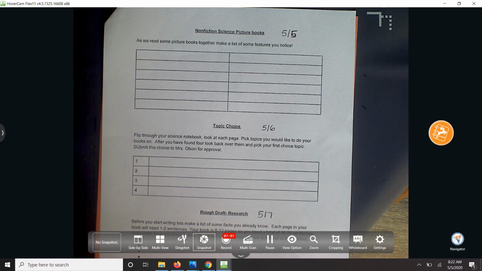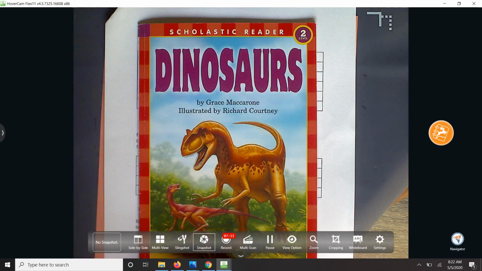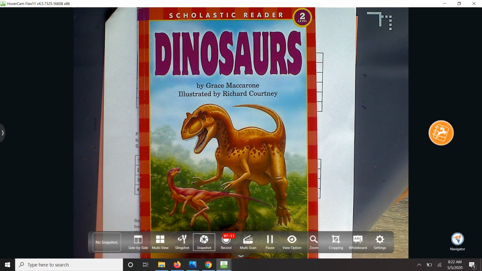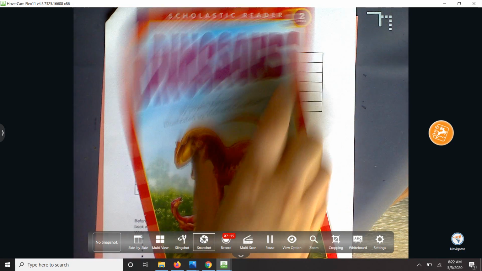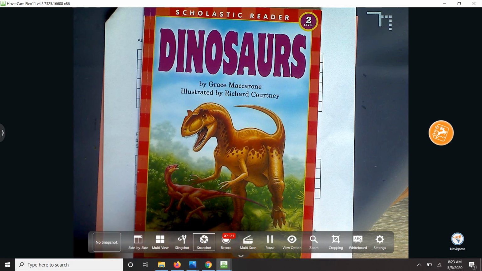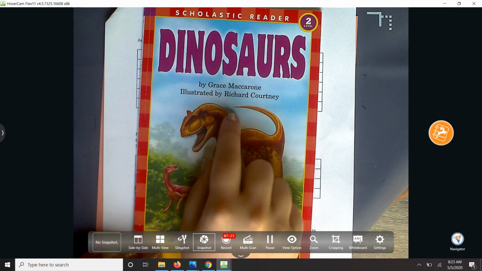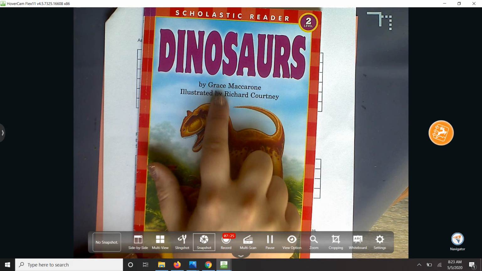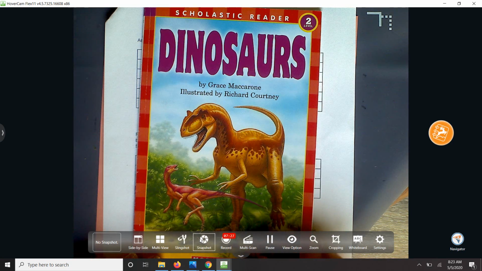Okay. We're going to start with this book. I pulled some of these from our classroom library. You'll notice they're like a level 2 reader. So this is like a book you would probably read in like the 1st grade. Not super challenging. Alright. We notice a few things first. It has a title. We have illustrator, author. We got a picture.